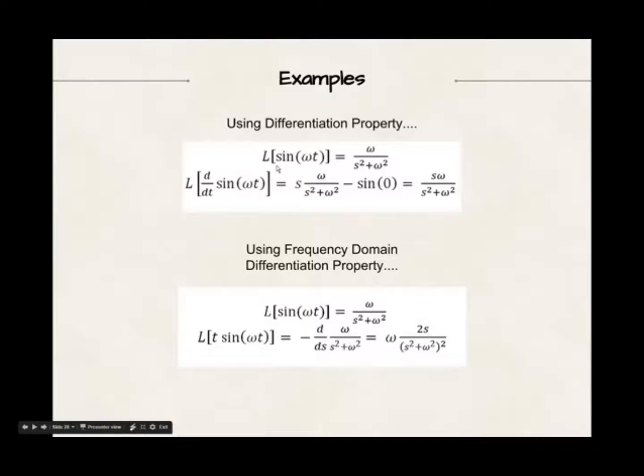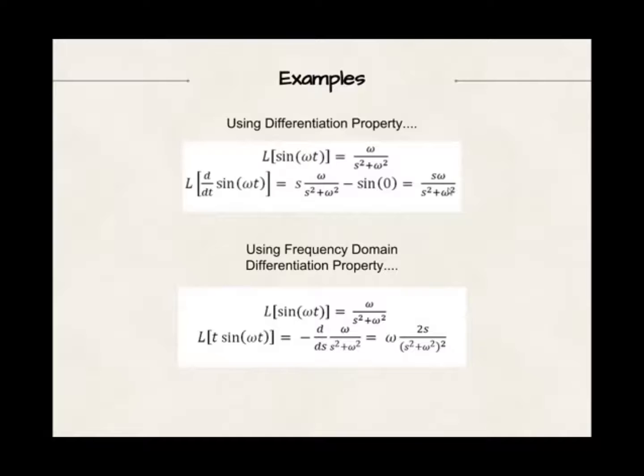As we stated before, now we have L of sine of omega t is equal to omega over s squared plus omega squared. We then take the differentiation of that, so it's the Laplace transform of d dt of sine of omega t is equal to s times omega over s squared plus omega squared minus sine initial, which is then equal to s omega over s squared plus omega squared.